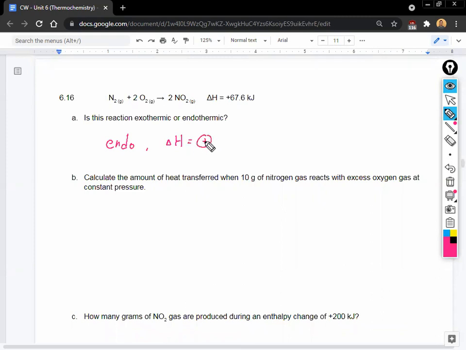Now, if delta H is positive, is the energy going to be a reactant or a product? Yeah, energy is a reactant.